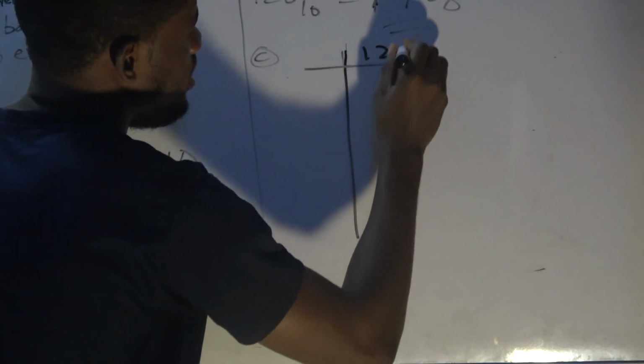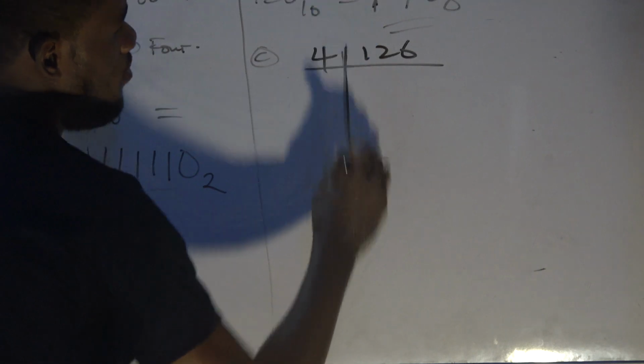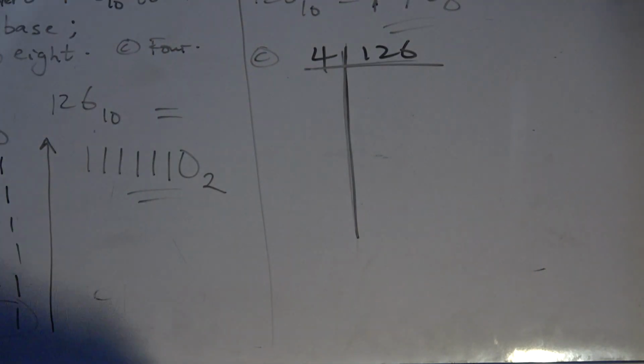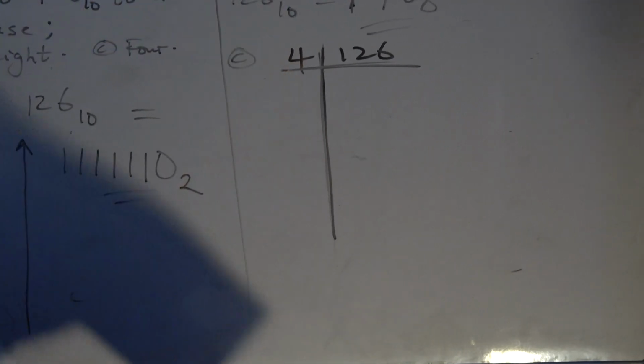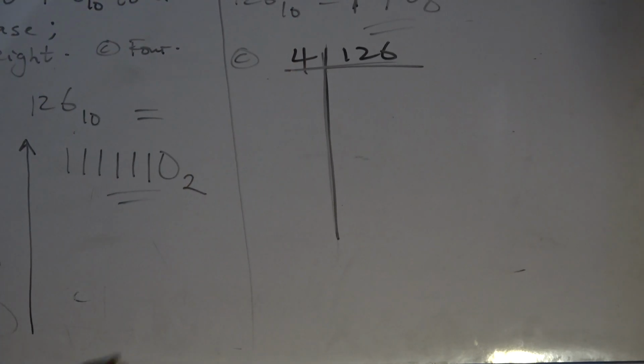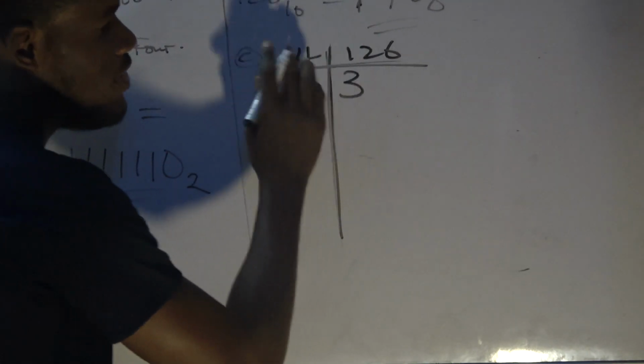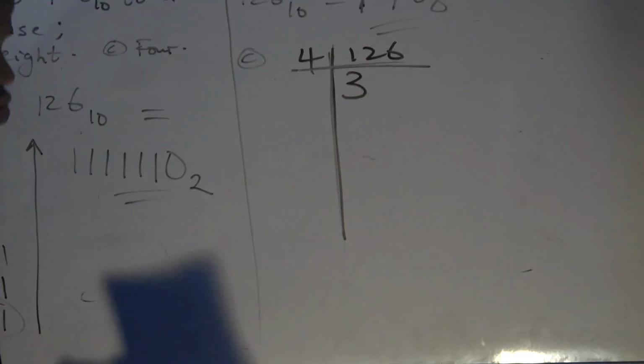You have 126 here and it is in base 4. Now 4 has to go into 126. You are dividing this 126 by 4. Now 12 divided by 4 will give you 3. 4 times 3 is actually 12, so it has no remainder.